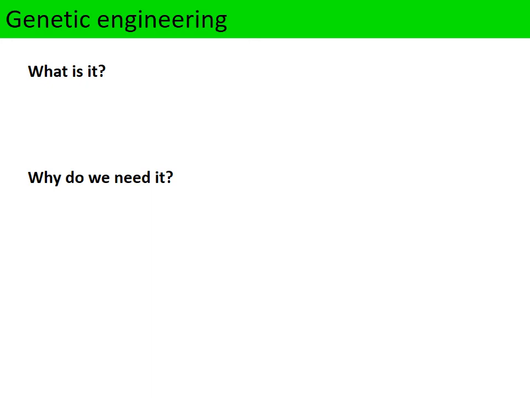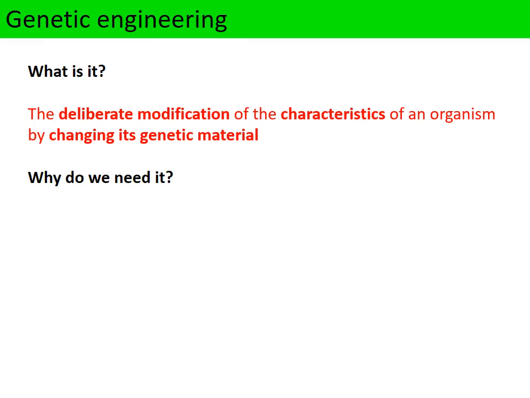So in this video, we're going to talk about why genetic engineering is important and how we can make genetically modified organisms. So we need a definition. We know genetic engineering is the deliberate modification of the characteristics of an organism, maybe a bacterium, for example, by changing its genetic material. And the organism is called a recombinant organism.